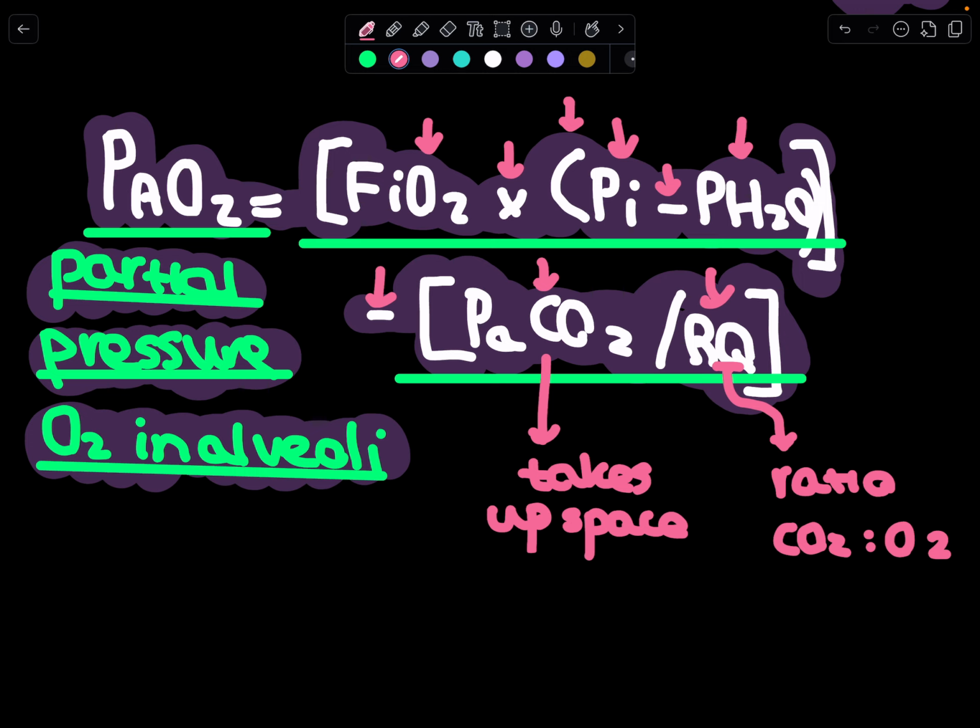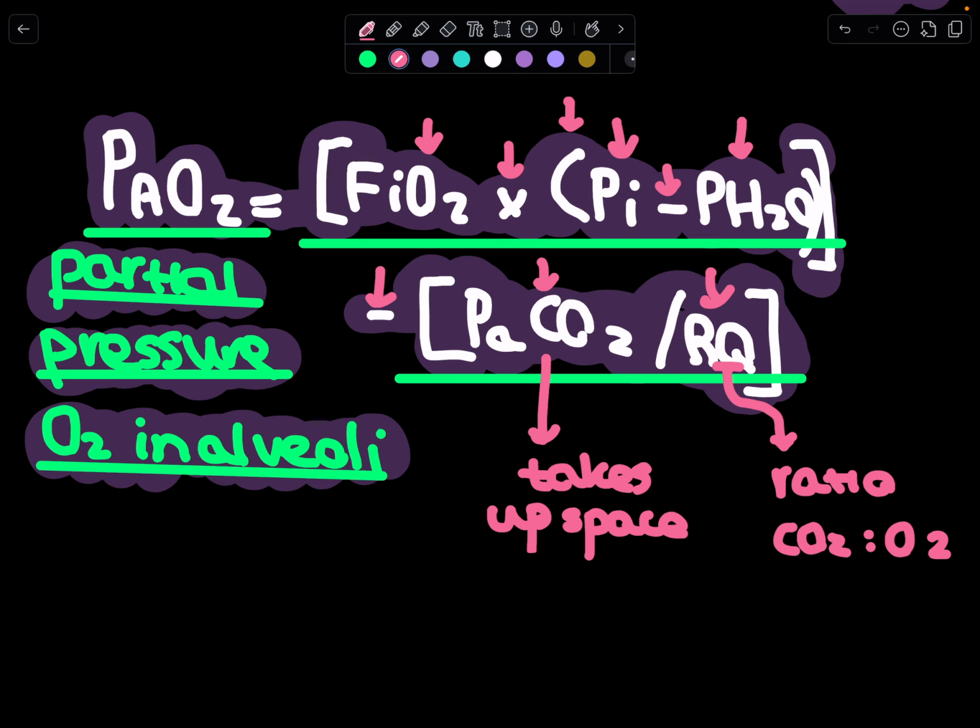Yeah, but why would we divide the PaCO2 by the RQ? Why does it fit? I understand that it's the ratio of the CO2 produced and the oxygen consumed. I don't understand how it fits in the equation, why it needs to be there. Answer to me in 1 sentence.